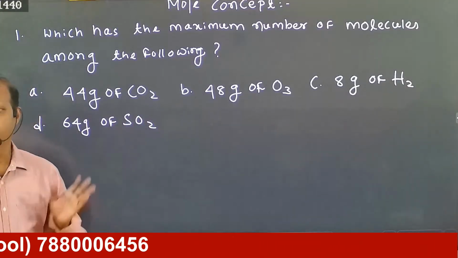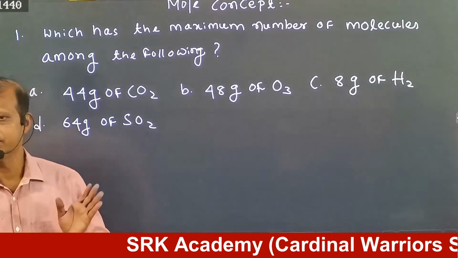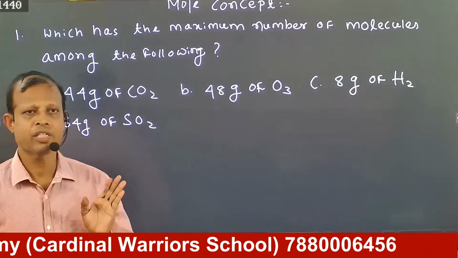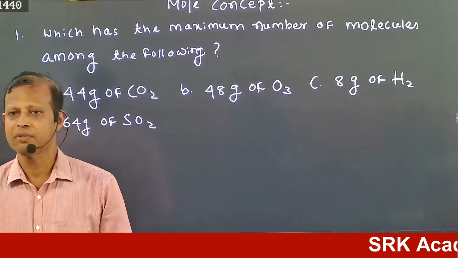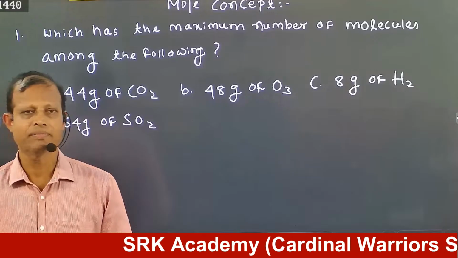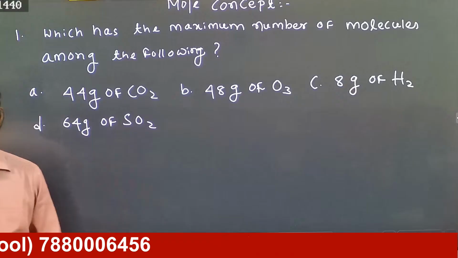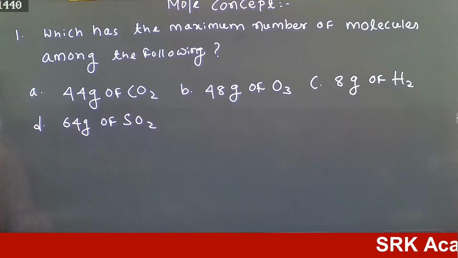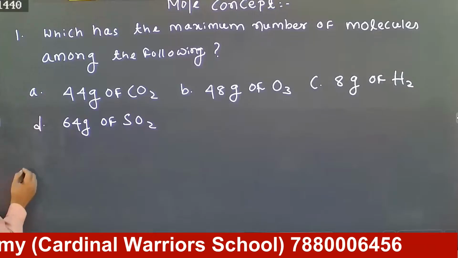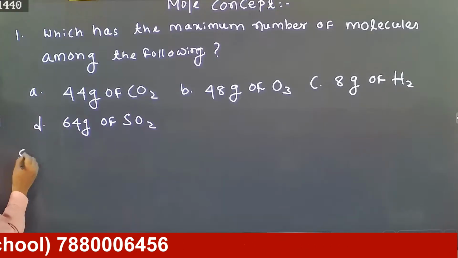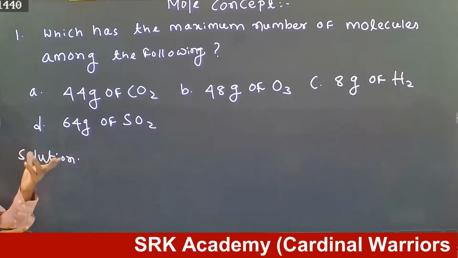So 4 options are given. Out of 4 options, which one is the right option? Which one has the maximum number of molecules? Masses of different compounds are given, right? Let's solve. Try to understand. First you try to find out the number of moles of each substance.